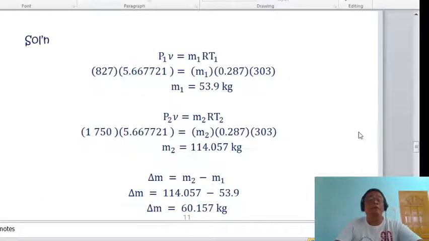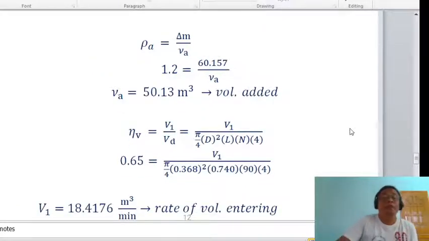Getting now the equation, PV equals mRT. Getting now the mass, it is 53.9 kilograms. For the second condition at 1750, the mass is 114.057 kilograms. The change in mass equals the mass at the tank, m2 minus m1, so that is 60.157 kilograms. Density equals mass over volume. With 1.2 as the density of air and the change in mass of 60.5, the volume now is 50.13 cubic meter.